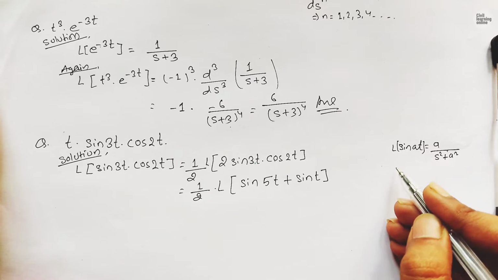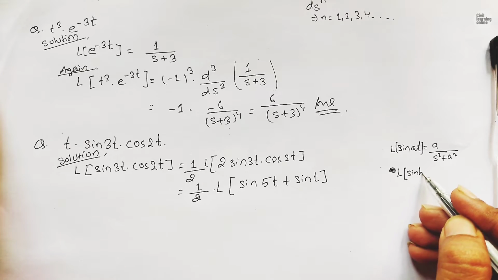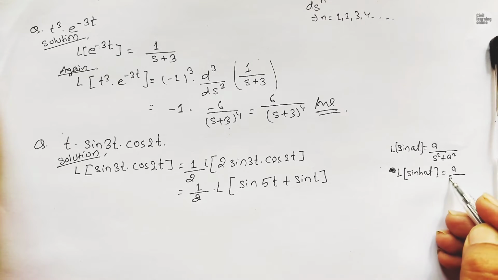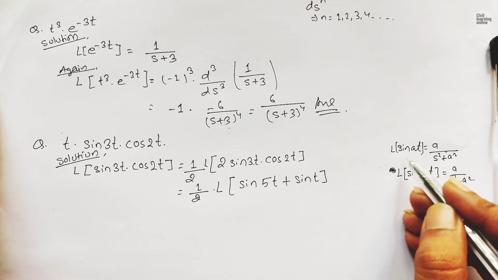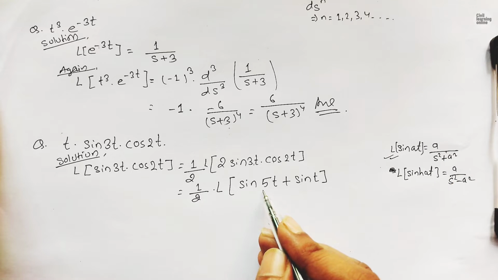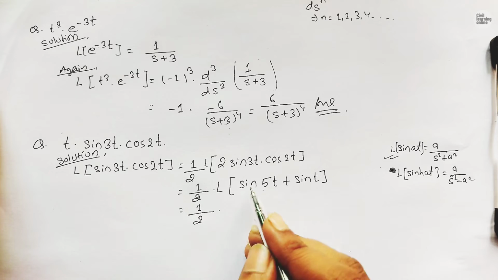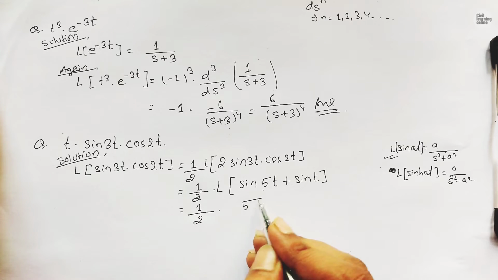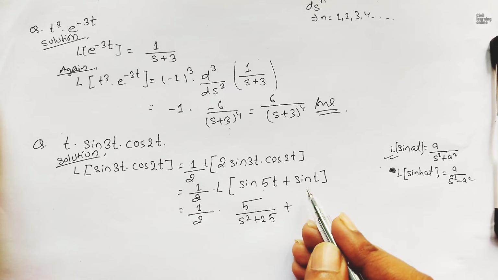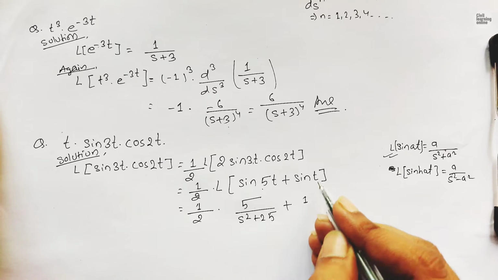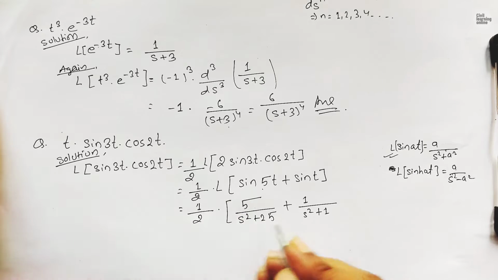Similarly, Laplace transformation of sine hyperbolic at is equal to a upon s square minus a square. I have already discussed this formula, but we will use the first formula here because it is not the hyperbolic function, it is a simple trigonometric function. So we will write here 1 upon 2, and Laplace transformation of sine 5t will be equal to 5 upon s square plus 25, plus Laplace transformation of sine t will be equal to, in place of a we have 1 here, so 1 upon s square plus 1.